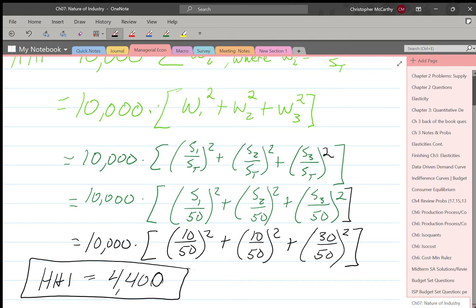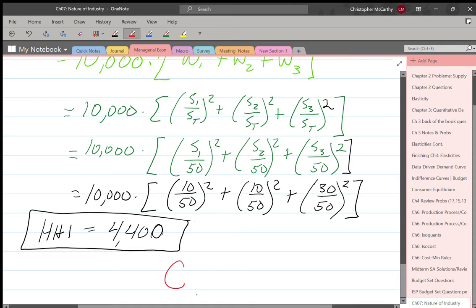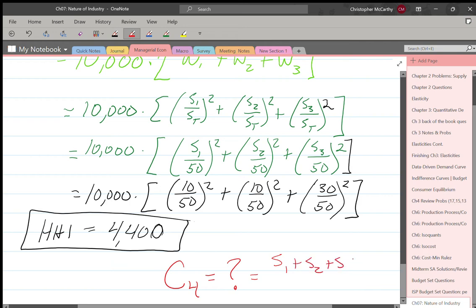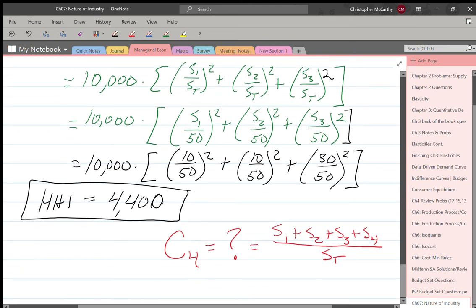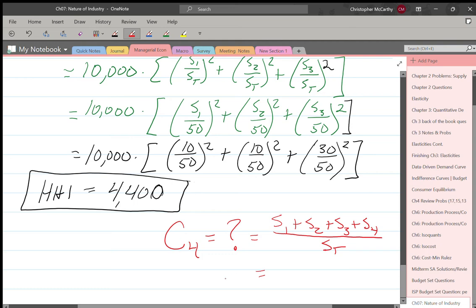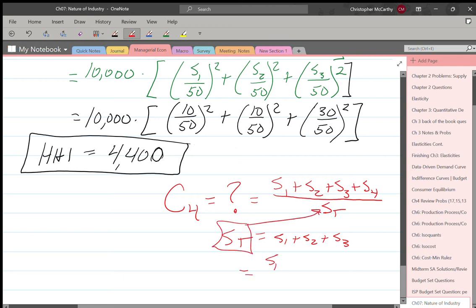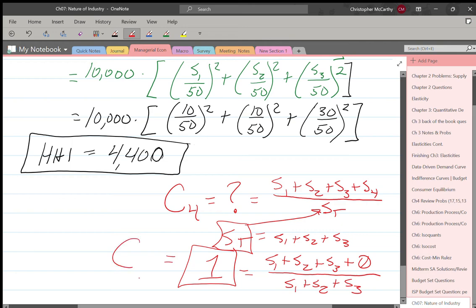Now, what's the four firm concentration ratio? So it's going to be equal to what? S1 plus S2 plus S3 plus S4 divided by ST. But wait, there is no S4. And wait a second, ST is equal to S1 plus S2 plus S3. So if I go ahead and substitute this ST into here, then I end up with S1 plus S2 plus S3 plus 0, because there's no S4, divided by S1 plus S2 plus S3. What does this end up equaling? 1. So the C4 concentration ratio is 1, because there's only 3 firms. So the 4-firm concentration ratio is 1.